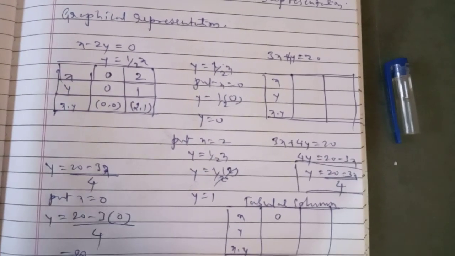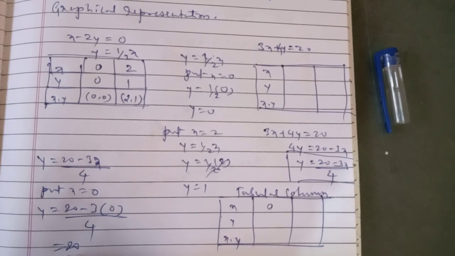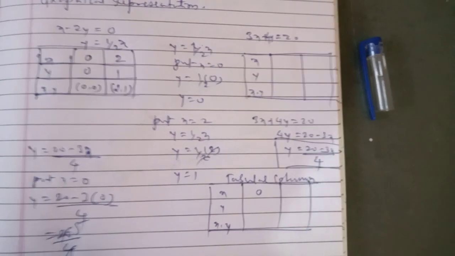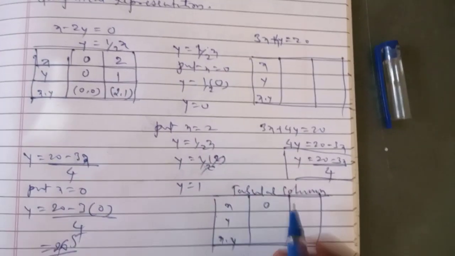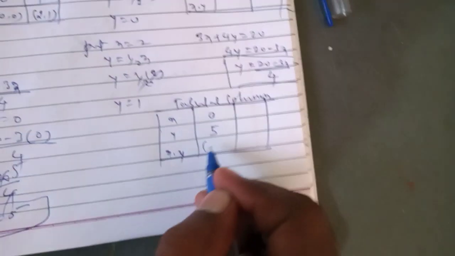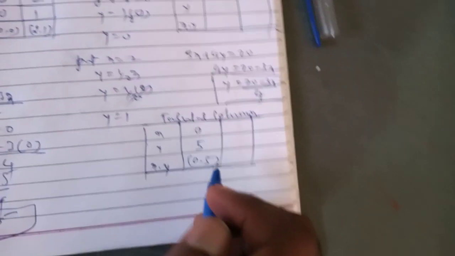Yes, 20 minus 3 into 0 becomes 0. 20 minus 0 is 20, divided by 4. 4 fives are 20, so y is equal to 5. Here you have to write y is equal to 5. The point is 0 comma 5. It is in the form of P of x comma y.